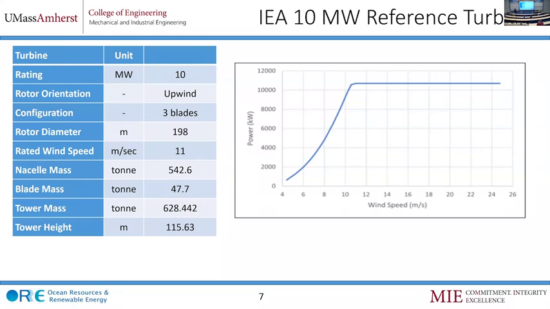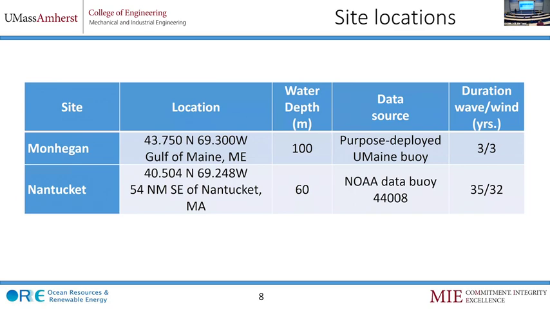We chose 2 sites in the New England area. The first is Monhegan in the Gulf of Maine, for which we have 3 years' worth of environmental data from a buoy which was deployed there. Water depth is nominally about 100 meters. Then we chose another site off Nantucket, where there is a NOAA buoy which has been producing data for a very long time.